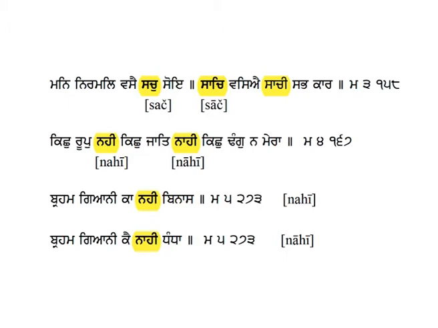You see, for example, after "such" there is "vasya". Mostly in modern Punjabi it will be "vasya". So this combination of vowels, this diphthong, is a very common thing. But for the time being, we stick to "kish roop nahi, kish jaat nahi, kish tang na mera".